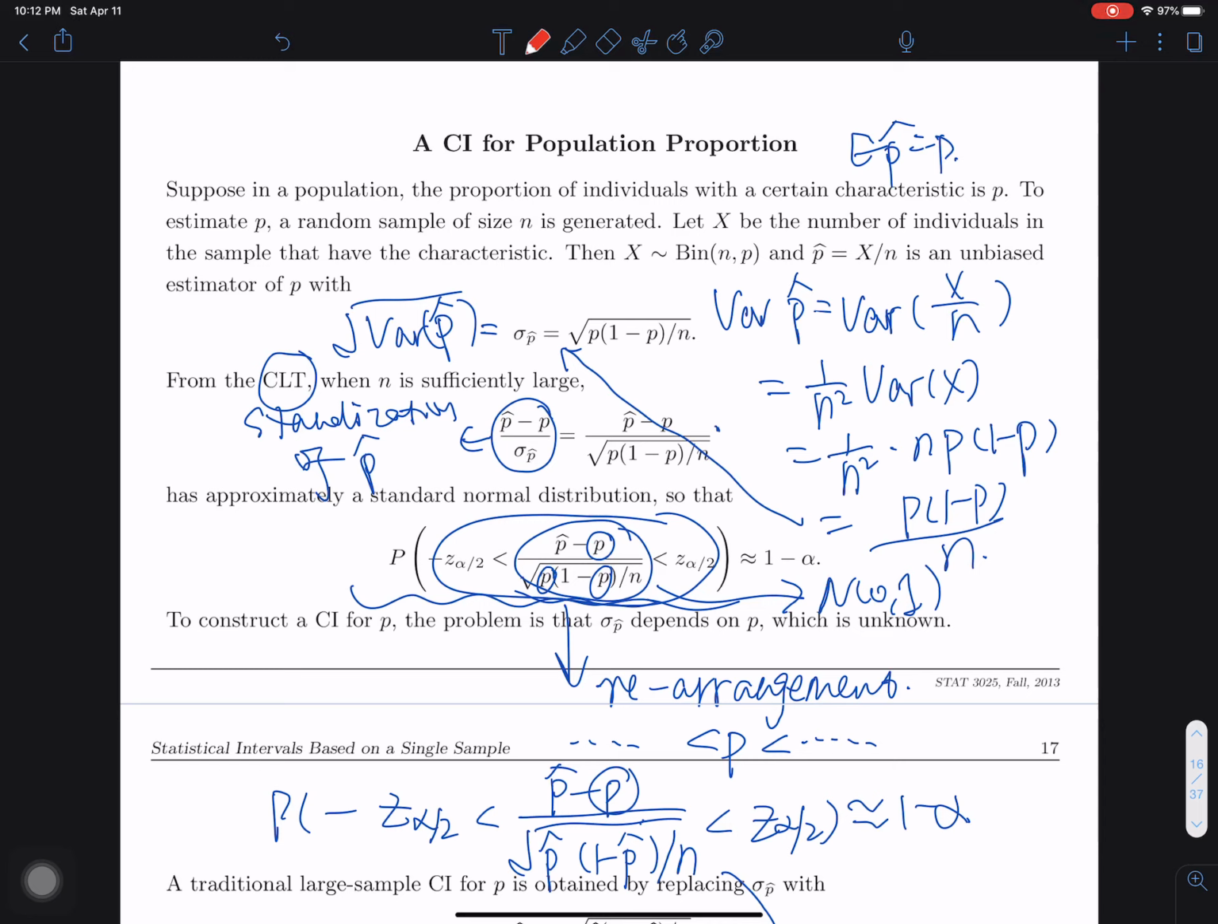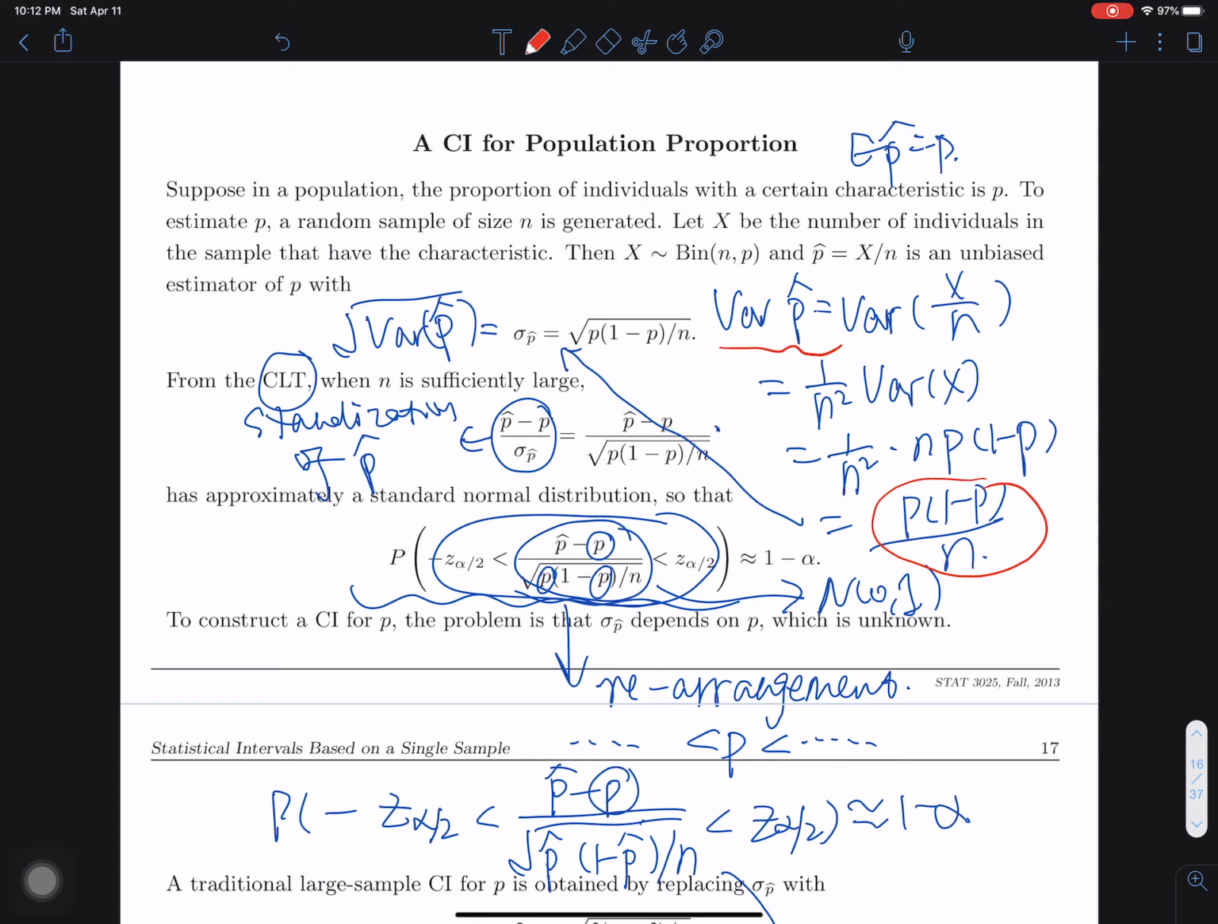So suppose that we have a binomial random variable with parameter p, and we know that this X divided by n, X over n, denoted by p hat, is an unbiased estimator of p. And we can easily prove that. We can also get the variance of p hat. Here I list steps for the variance of p hat, and it will be equal to p times 1 minus p divided by n. If you take a square root of it, then we call this the standard error of p hat.